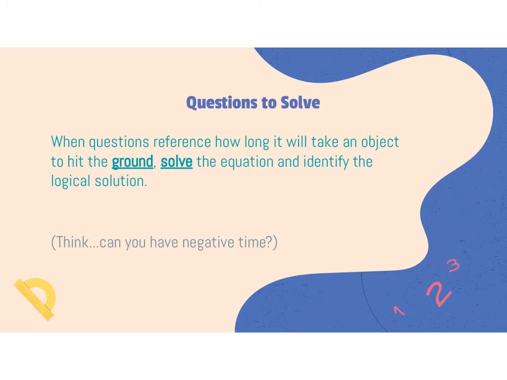Let's talk about questions that are asking us to solve. It says when questions reference how long it will take an object to hit the ground, then we need to solve the equation and identify the logical solution. When we say identify the logical solution, often when you solve quadratic equations, you end up with two answers. Lots of times, one of those answers will be negative and one of those answers will be positive. And lots of those times, it doesn't make sense to use the negative answer. You can't have a negative time, you can't have a negative distance. So if it's asking for time or distance, then you can't pick the negative one because that doesn't make any sense.